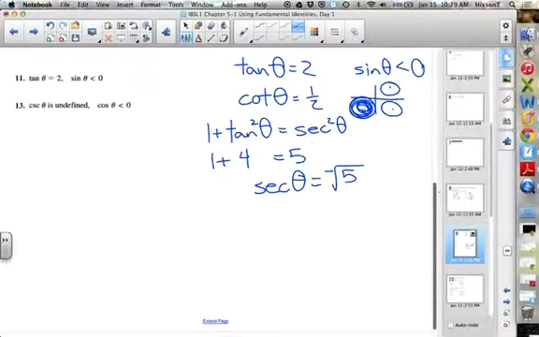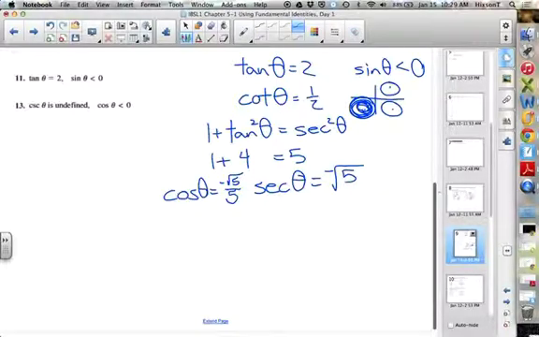Okay? So now that we know secant, cosine is going to be negative root 5 over 5. Okay, cosine is the reciprocal of secant. So 1 over negative root 5 is negative root 5 over 5, simplified. Okay?